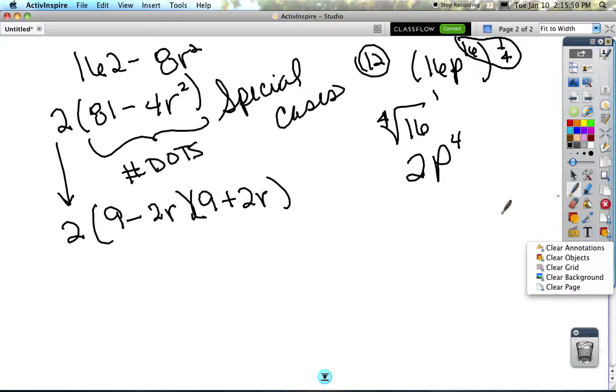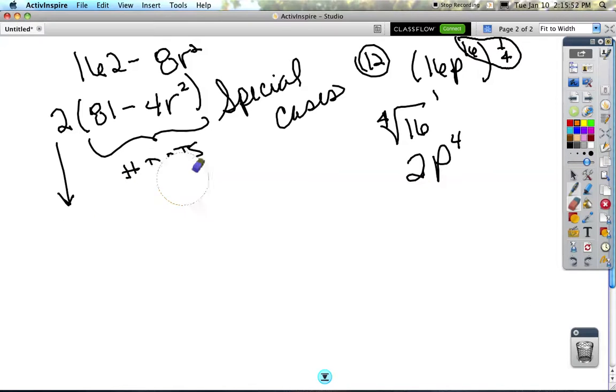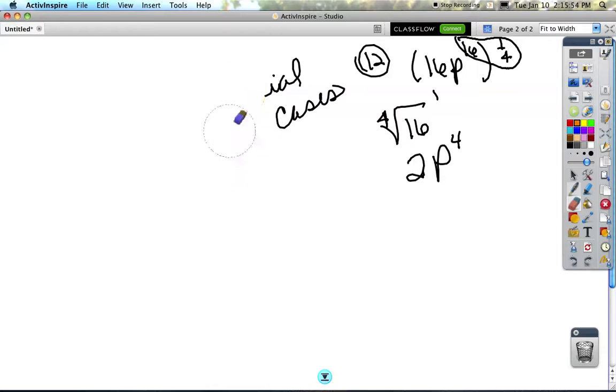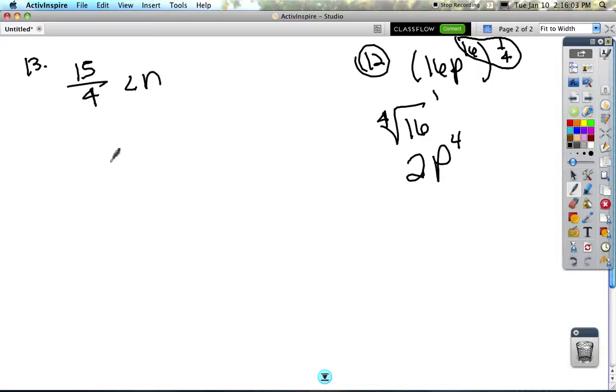All right. I'm going to give you the answer to the next one, because like I said, I'm running out of time. So that would be 15/4 is less than n. And on number 10, you should be able to solve this.